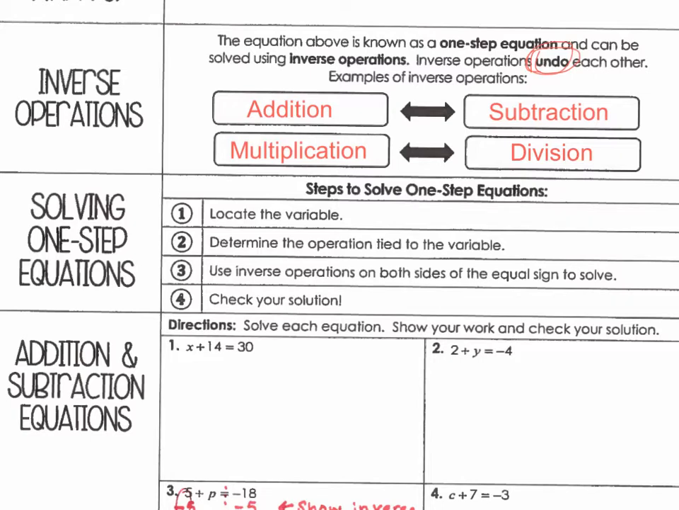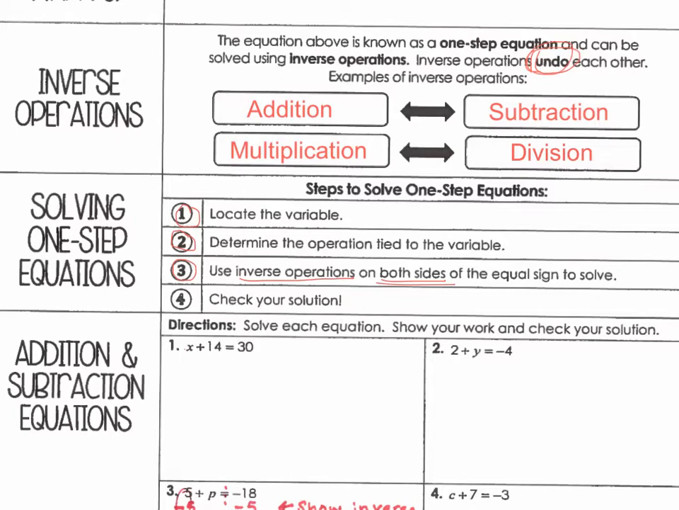I like the steps that are typed out for you. The first one says to locate the variable. That's important. Always know what side of the equation your variable is on before you proceed. Second, what's being done? It says what operation is tied to your variable. I'm going to ask you what is happening to the variable. And then on step 3, we're going to try to undo that. We're going to use the inverse operation on both sides of the equal sign to solve our equation.